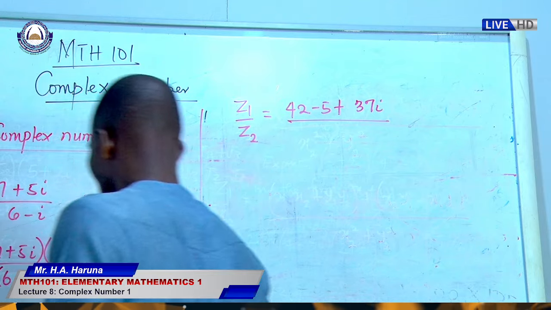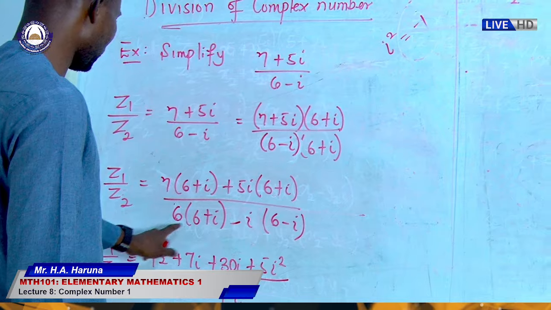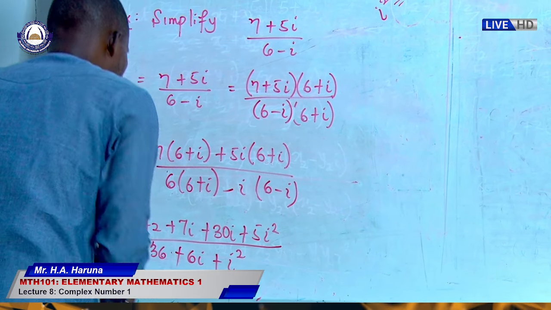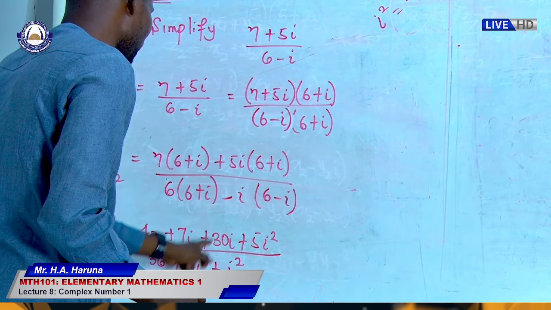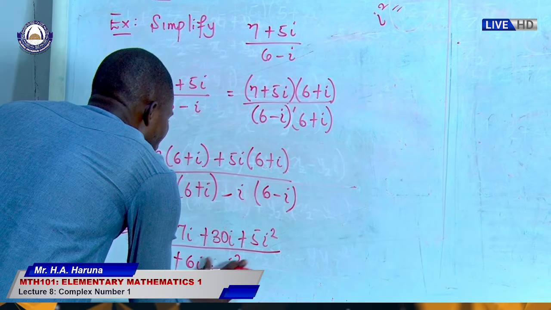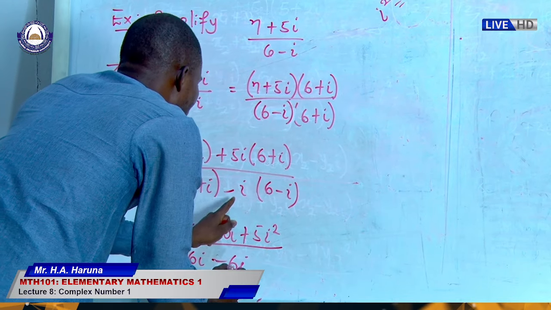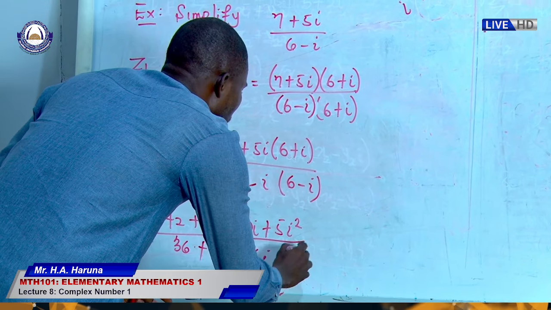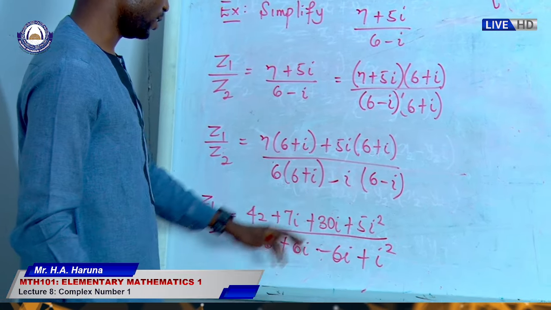Over 6 times 6 is 36. 6 times i, that's plus 6i, plus this 6 times i, that's plus 6i. Then also, sorry, this is minus 6i. And then this times this is plus i squared. Sorry for the mistake, it's an error there. The distribution should be done very carefully, like we have done it.